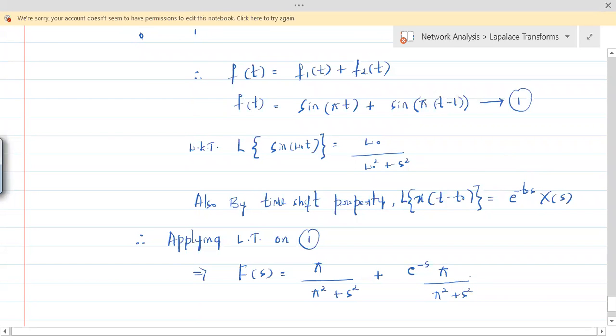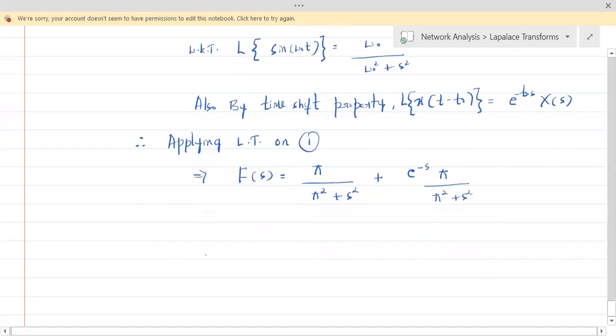So which is the common term here? Therefore F of s can be written as, take this out, the common term, and what is left inside is 1 plus e power minus s.